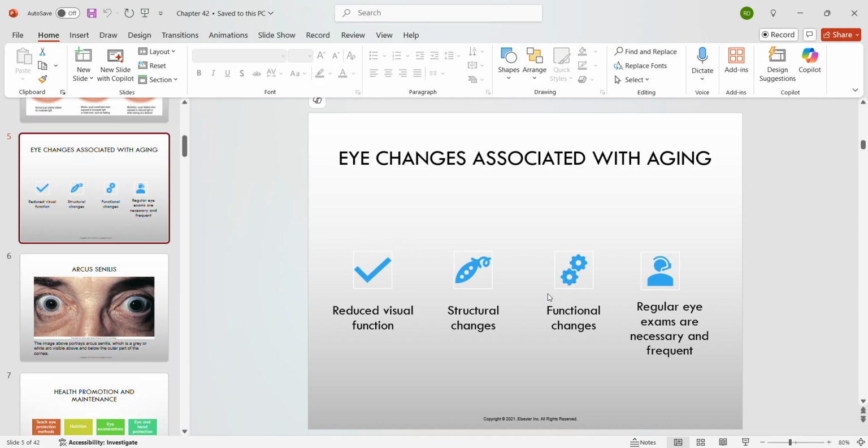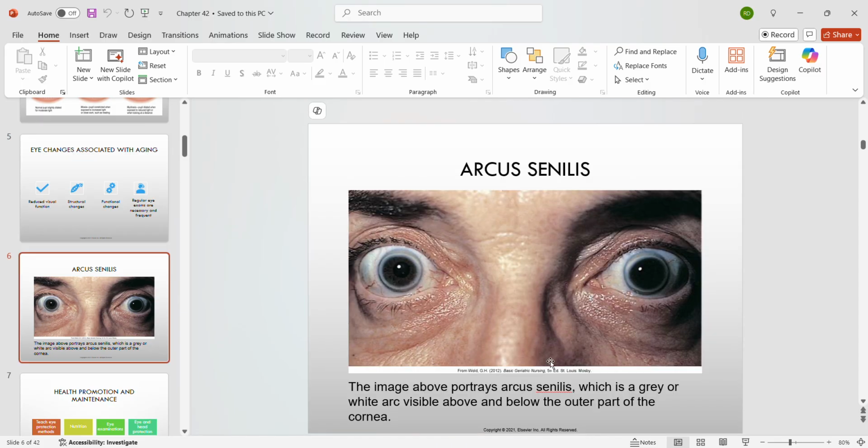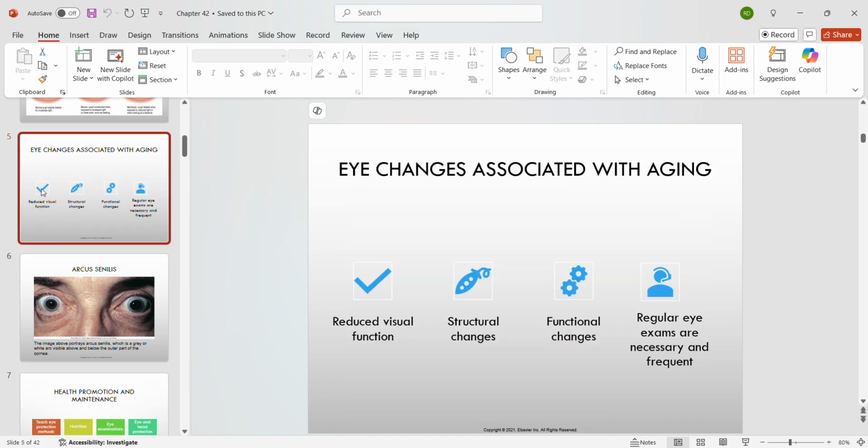And then it goes into the changes that are associated with the eye with aging. As you age, there's a decrease in the tone of the eye muscle. That's an expected age-related change in older adults. It puts them at risk for falls. The lens thickens, which also puts them at risk for falls.